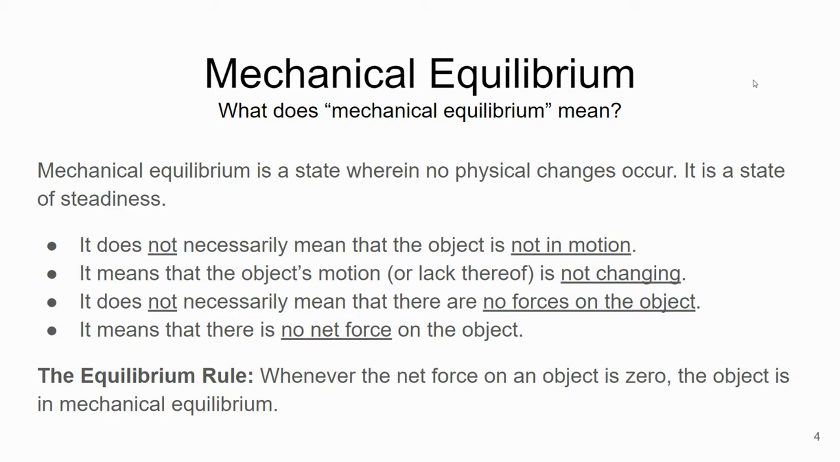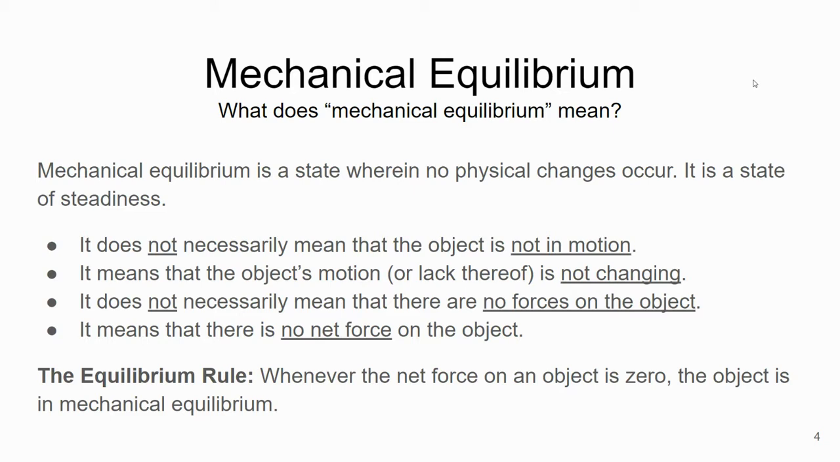This does not necessarily mean that there are no forces on the object. Forces change the motion of an object. So you would think if there are forces, it must not be in equilibrium. No, you can have forces on the object. What it means is that there is no net force on the object. So the total amount of forces on the object is zero.